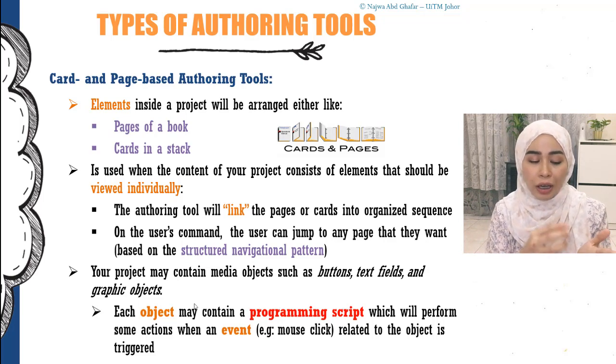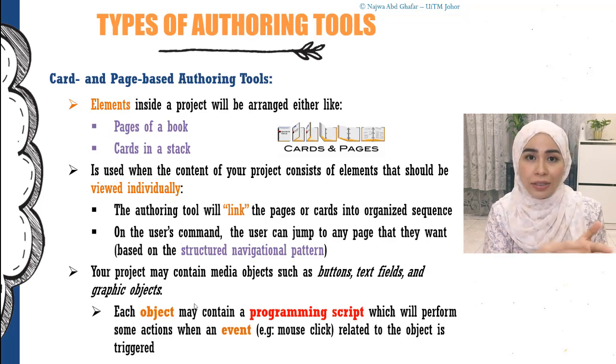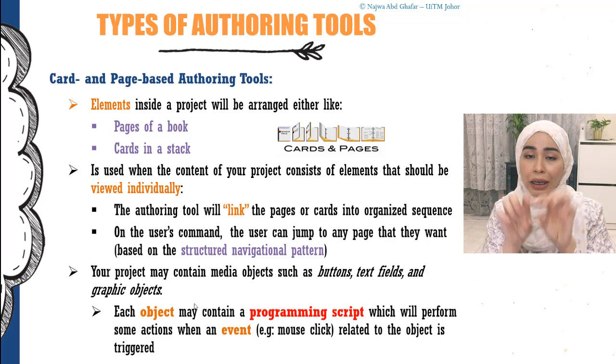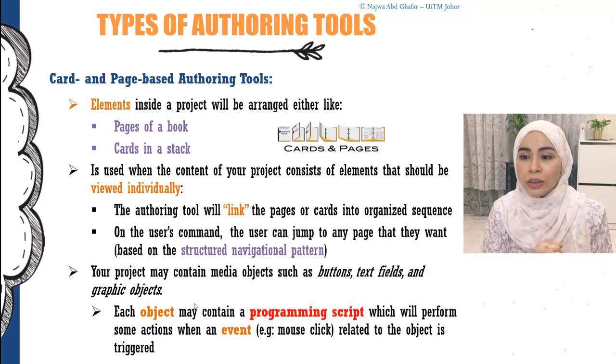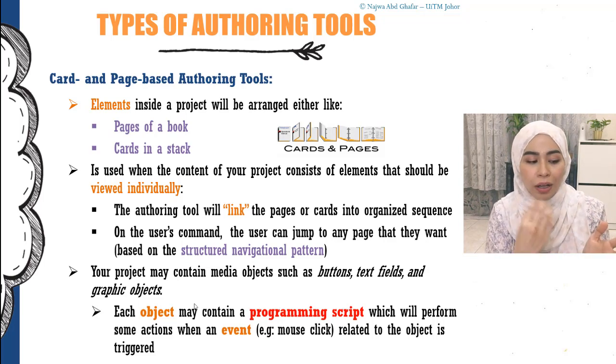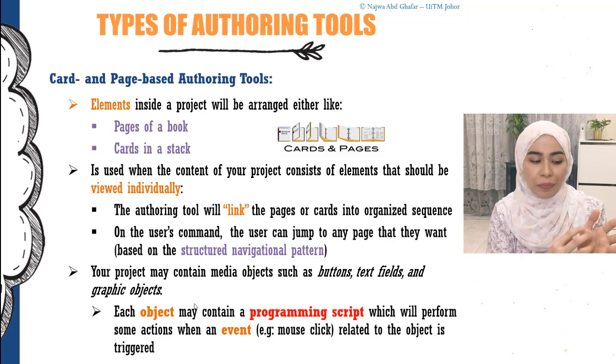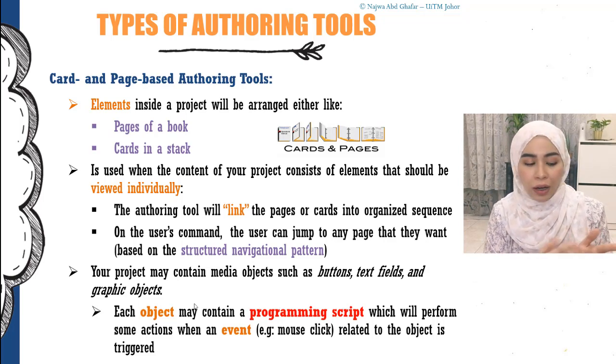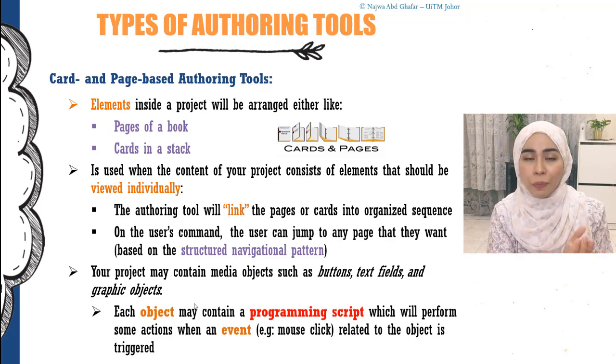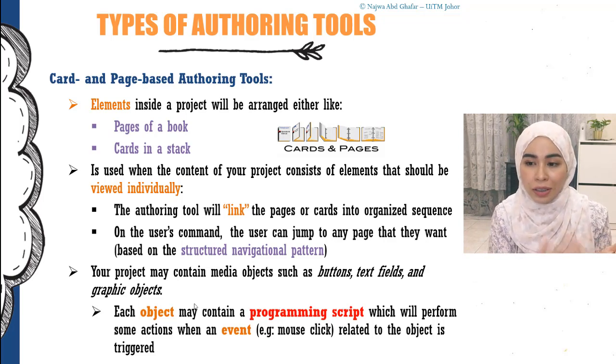The elements that are connected will be in a linear way. This is used when the content of a project consists of elements that should be viewed individually. You have some elements on one page and other elements on another page. These elements in different pages will be linked in an organized sequence, so you can go through each page by clicking on the next button and so on.